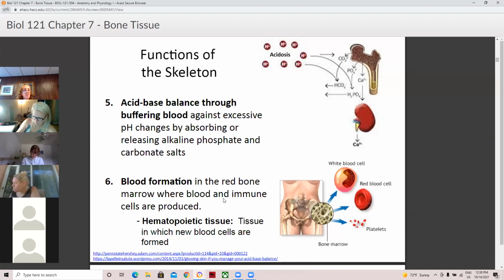Also, the skeleton is involved in blood formation because the red bone marrow is where the blood and immune cells are produced. So the majority of the red bone marrow is composed of hematopoietic tissue, which is a tissue where new blood cells are formed.